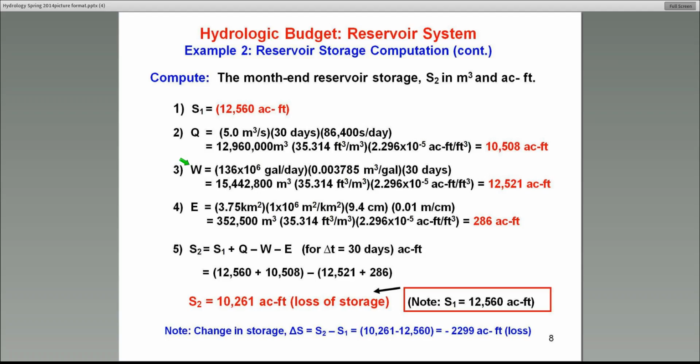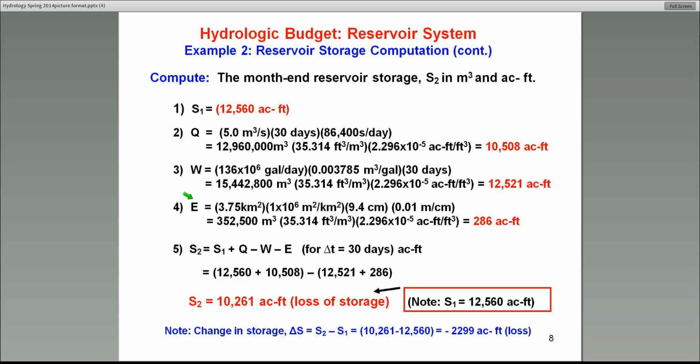In this case, 136 million gallons per day is 136 times 10 to the power 6 gallons per day, and you want to convert that to cubic meters first, which is what I'm doing here. And from cubic meters, the conversion process to acre-feet is the same as what I did above for Q, and in this case, 12,521 acre-feet.